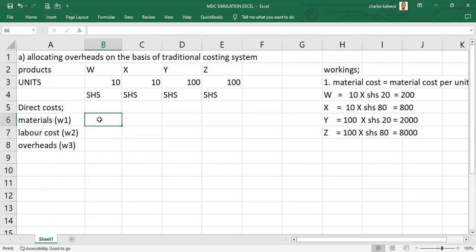So we have computed our cost. The material cost for product W was 2,000, and the one for X is 800, and this one is 2,000. Then the last one is 8,000. So we compute our total cost. Now this one is going to be our working two, which is going to be our labor cost.